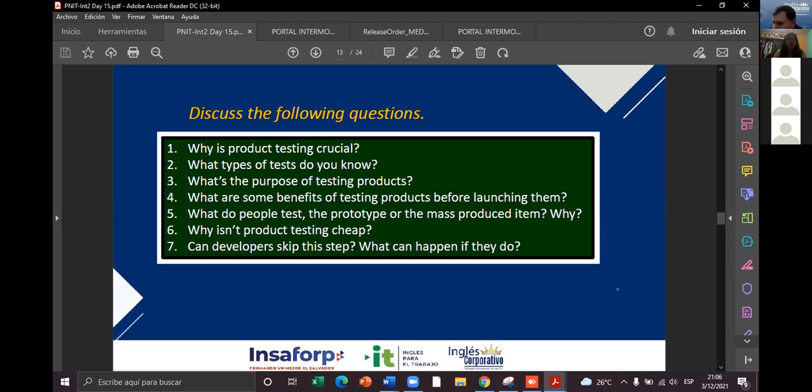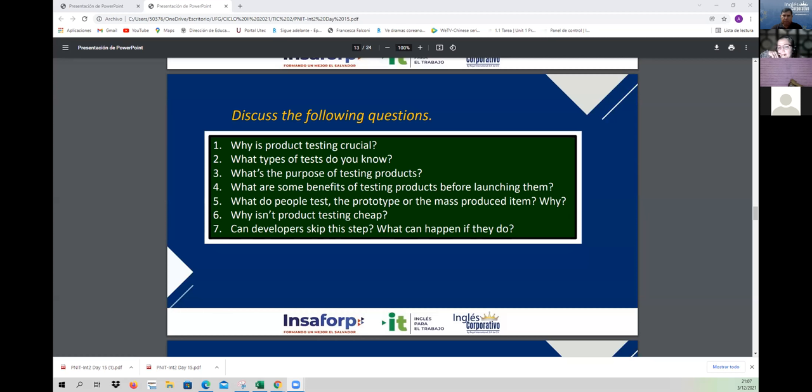Yeah, I think the purpose of making a testing product is to know the difference between the product and whether the product does what is correct. Yes, I agree, it depends on the type of the test.